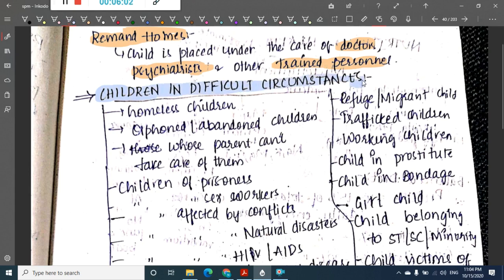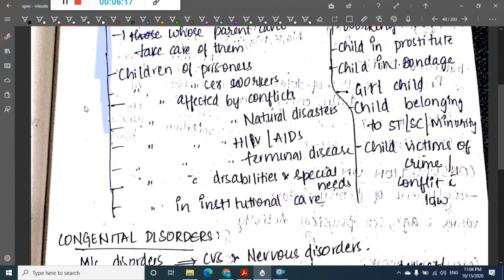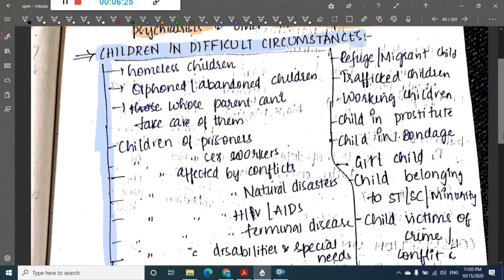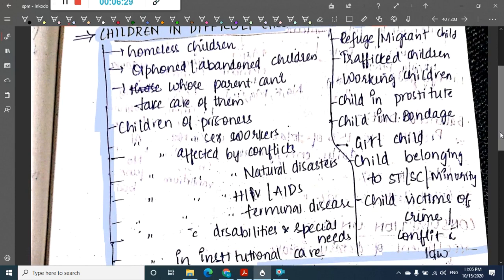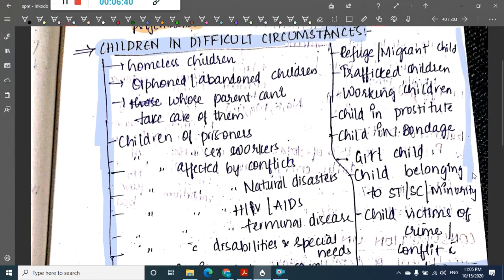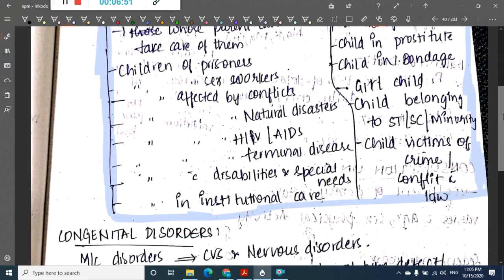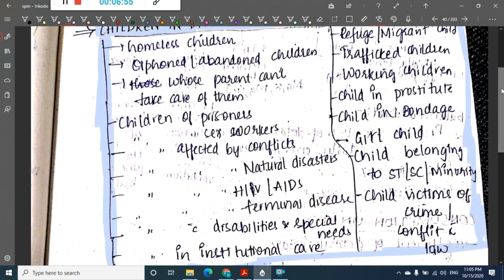Then children in difficult circumstances. They include homeless children, orphaned or abandoned children whose parents can't take care of them, children of prisoners, children of sex workers, children affected by conflicts or natural disasters, children living with HIV or AIDS, children living with terminal disease, children with disabilities and special needs, children in institutional care, refugee or migrant children, trafficked children, working children, children in prostitution or bondage, the girl child, children belonging to ST, SC and minorities, and child victims of crime or in conflict with law. All these children are called children in difficult circumstances.